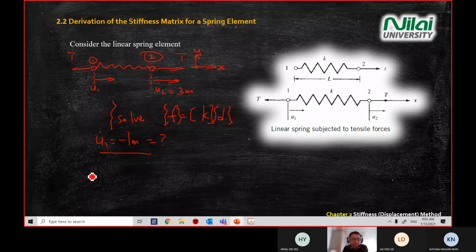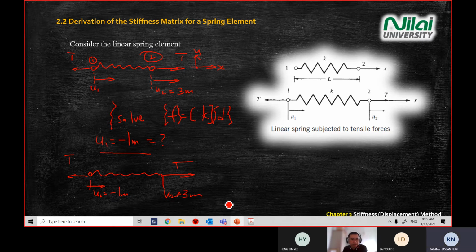It means if you substitute the value inside the diagram, let's say you have T1 and T2. U1 equal to negative 1 meter, let's say, correct? And U2 equal to 3 meter. This is what you solve from the early beginning. You solve, and then you get the answer U1 equal to negative 1 meter. So you rewrite back what you calculate, U1 equal to negative 1 meter. You understand so far, Katana, up to this stage?